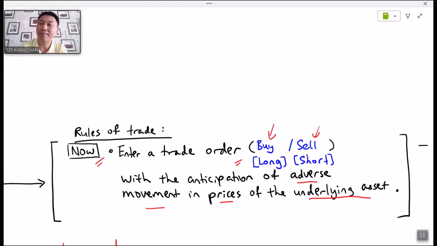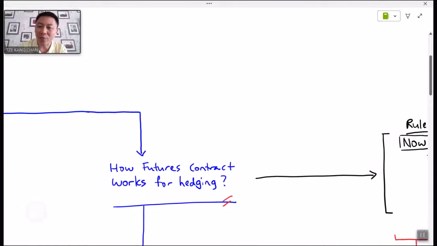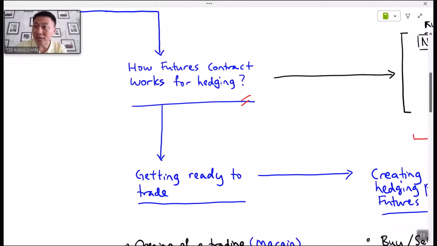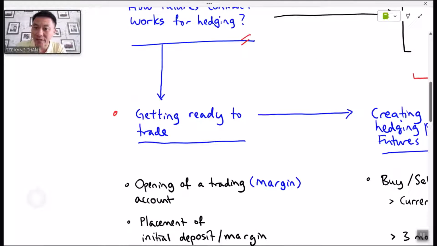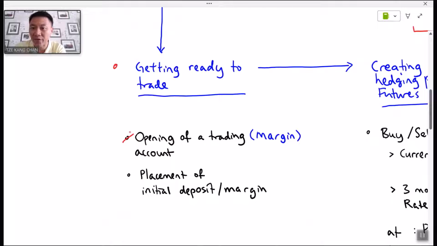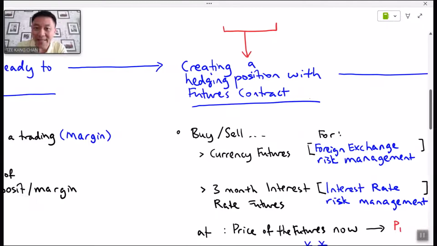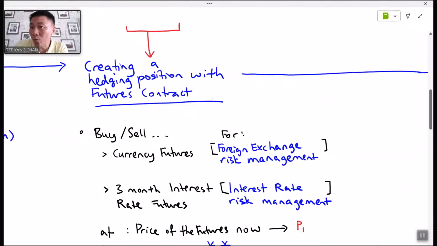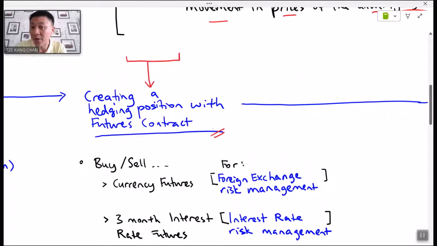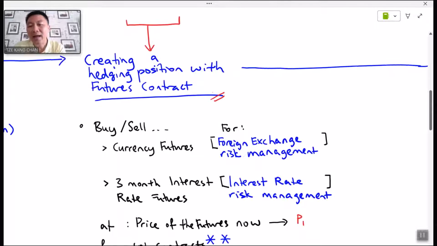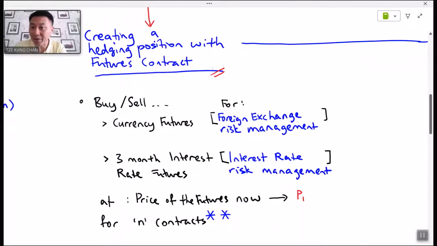It is worth recalling that in order to start trading on the futures contract for hedging, the initial step to get ready to trade, such as opening of a trading account or margin account, as well as placement of initial deposit or margin, should be borne in mind. Once it is ready to trade, through buying or selling the futures contract, that is what we have said, the creation of the hedging position. And this is what we have mentioned in the earlier video.